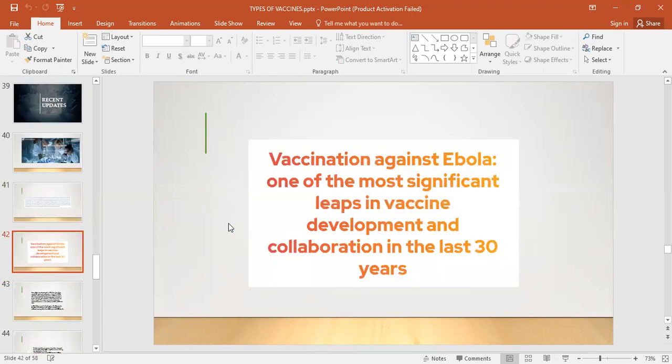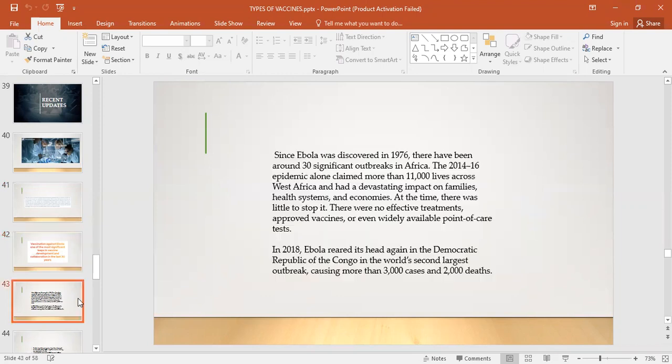Vaccination against Ebola, one of the most significant leaps in vaccine development and collaboration in the last 30 years. Since Ebola was discovered in 1976, there have been around 30 significant outbreaks in Africa. The 2014-16 epidemic alone killed more than 11,000 lives in West Africa and had a devastating impact on families, health systems, and economies. At the time, there was little to stop it. There were no effective treatments or approved vaccines.